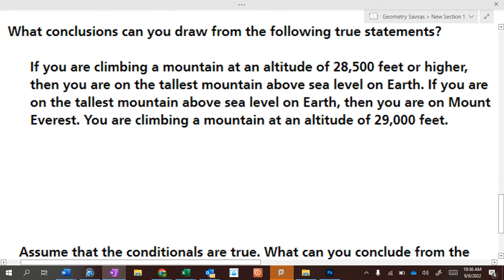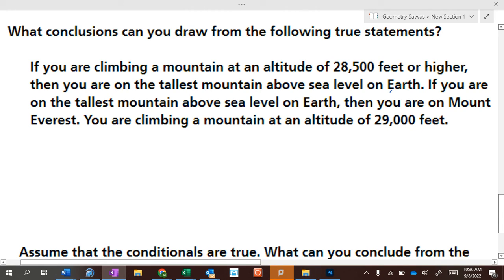Now we're going to combine the law of syllogism and the law of detachment. If you're climbing a mountain at an altitude of 28,500 feet or higher, then you are on the tallest mountain above sea level on Earth. If you're on the tallest mountain above sea level on Earth, then you're on Mount Everest. You're climbing a mountain with an altitude of 29,000 feet.